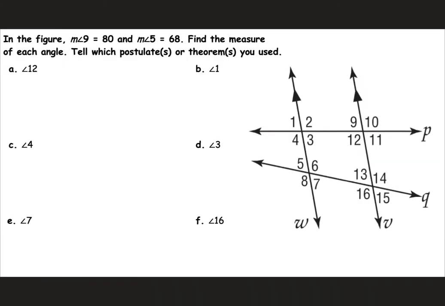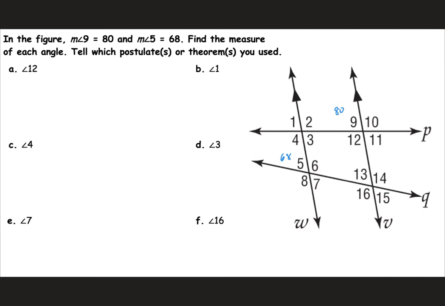Now, in the 3.1 investigation, you already did a lot of problems. Those problems probably had one or two parallel lines cut by a single transversal. Let's do a few more complicated examples than that. In this picture, I am told the measure of angle 9 is 80 and the measure of angle 5 is 68. And I need to find the rest of the angles.